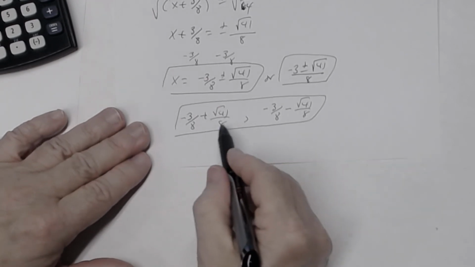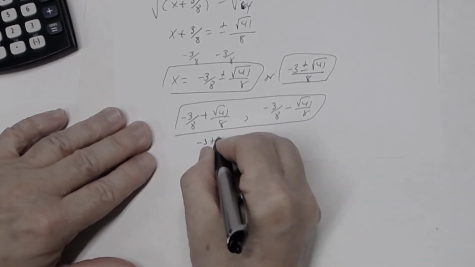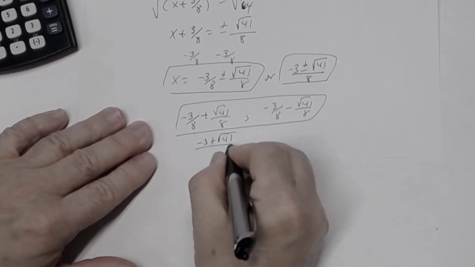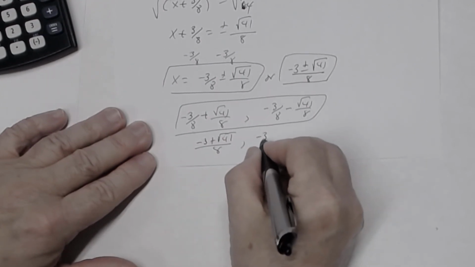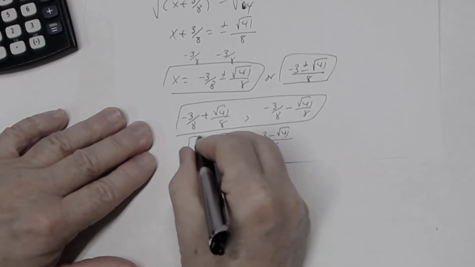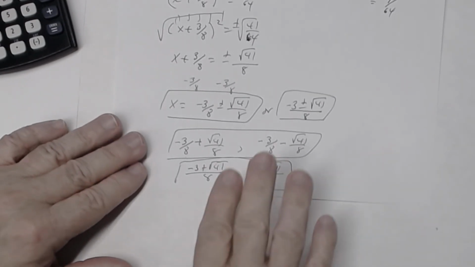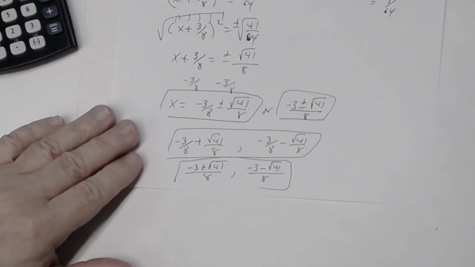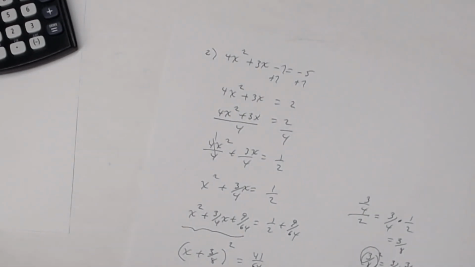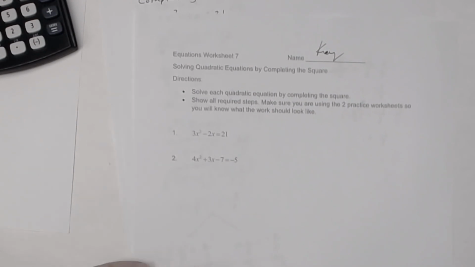You can even write this as one fraction. You could say negative 3 plus the square root of 41 over 8, comma, negative 3 minus the square root of 41, all of that divided by 8. So there are multiple ways of writing the irrational solutions. All right, so that is it. So that is the key to the worksheet on solving quadratic equations by completing the square.